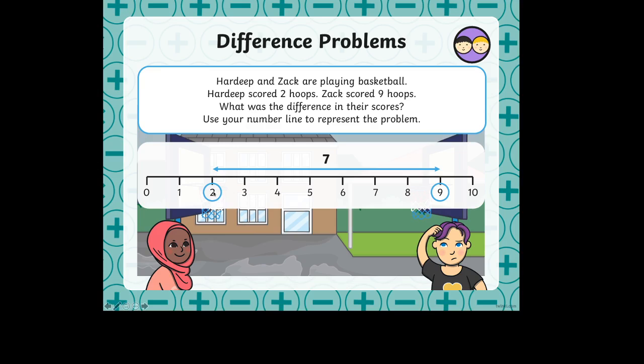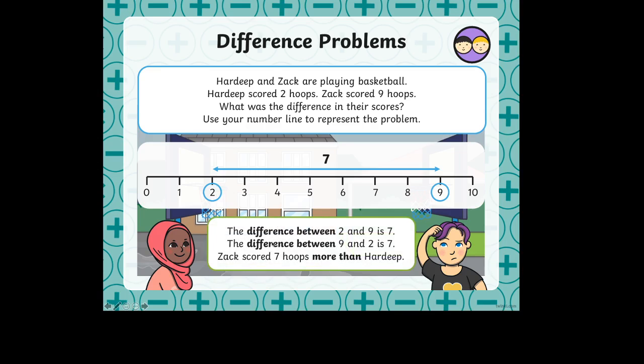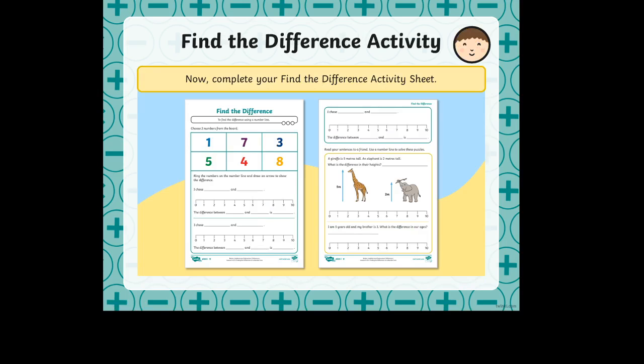So how many more hoops? 1, 2, 3, 4, 5, 6, 7. Zach scored 7 more. Or we can say, if we count backwards, 1, 2, 3, 4, 5, 6, 7. Zach scored 7 more hoops than Hardeep, or you could say that Hardeep scored 7 less than Zach.